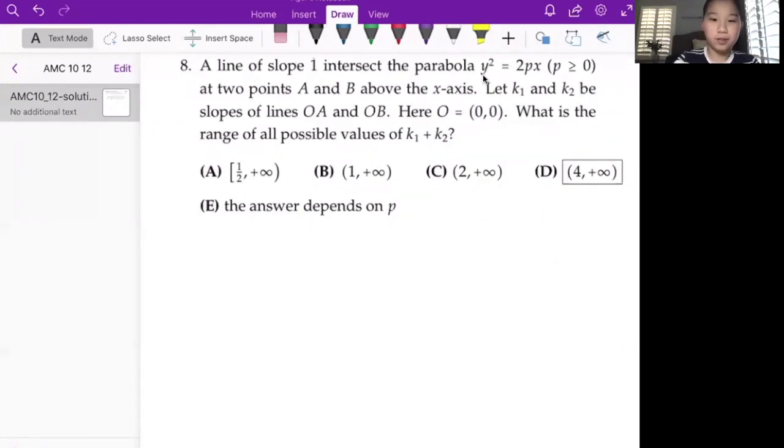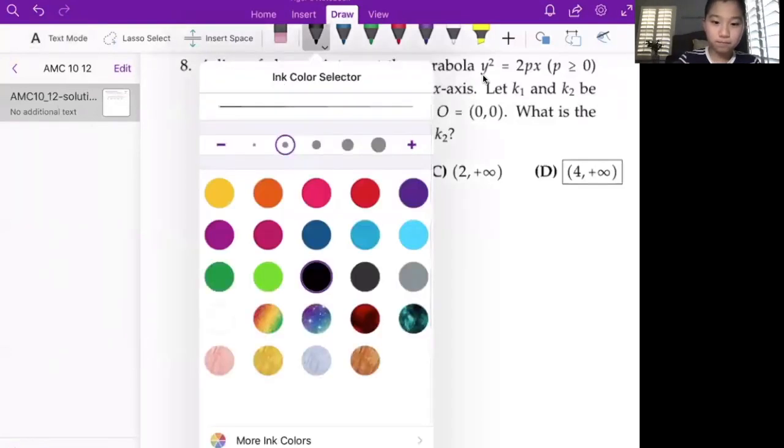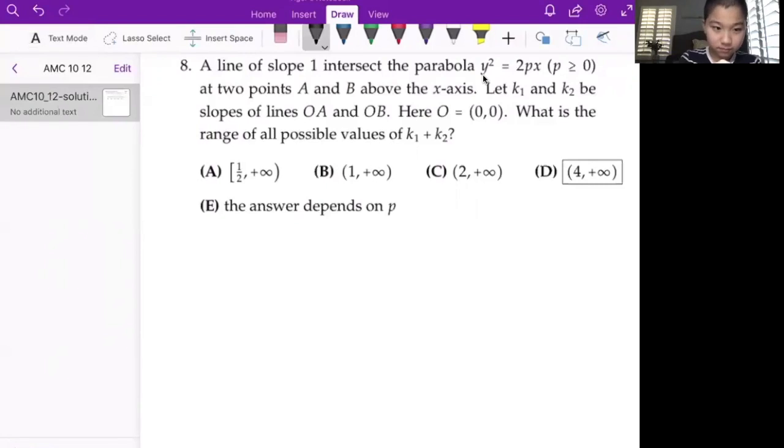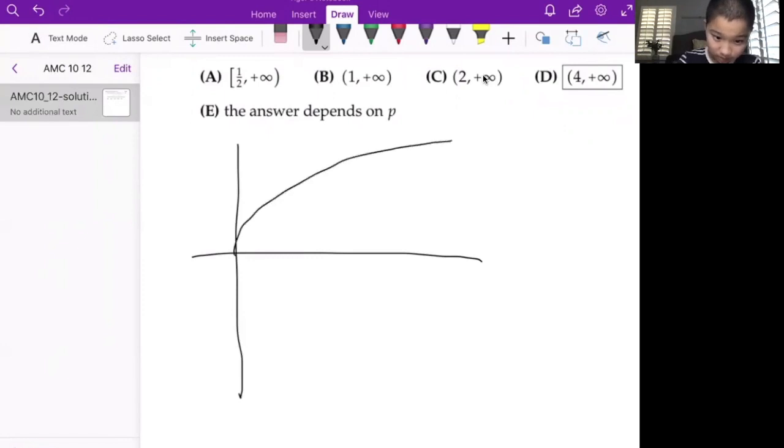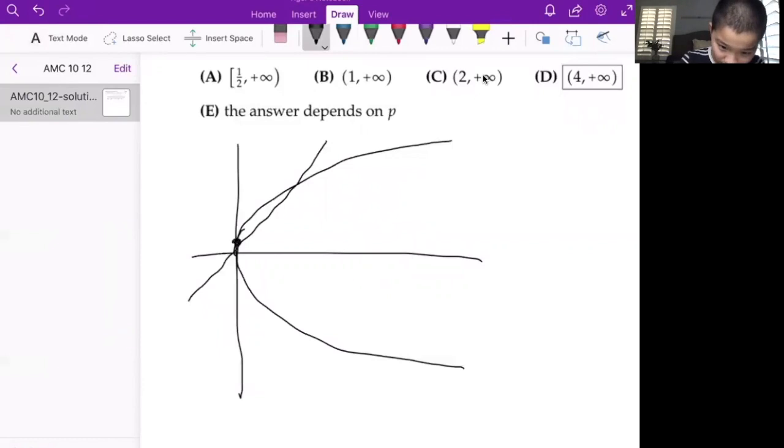So first, what we do is we draw a graph. So let's draw the graph. So this is the parabola, and then there's a line that intersects the parabola at 2 points above the x-axis, and it has slope 1. So this is P1, suppose, and suppose this is P2.